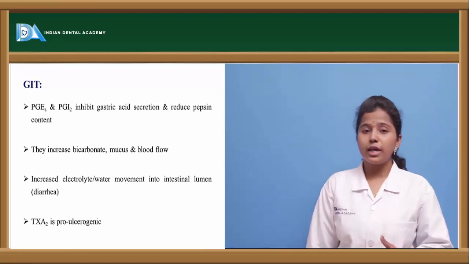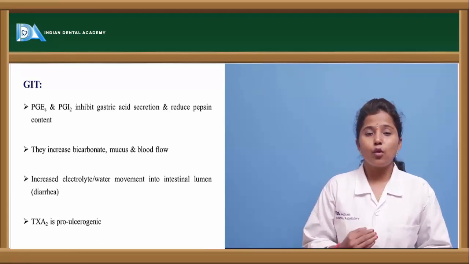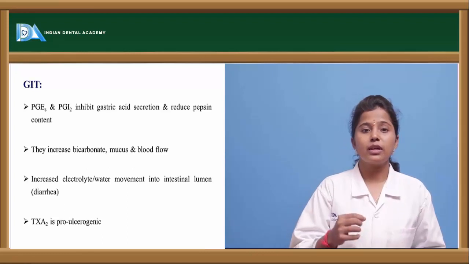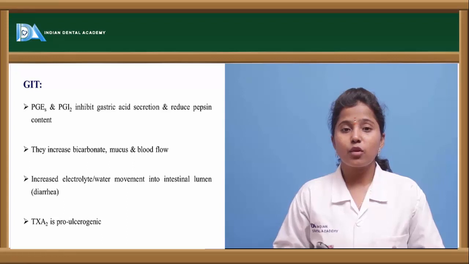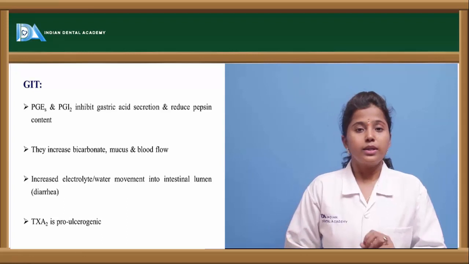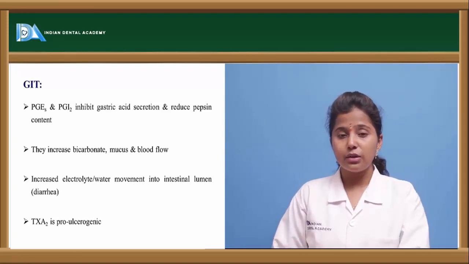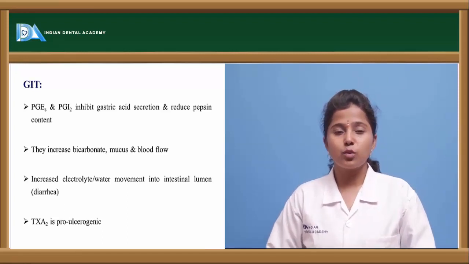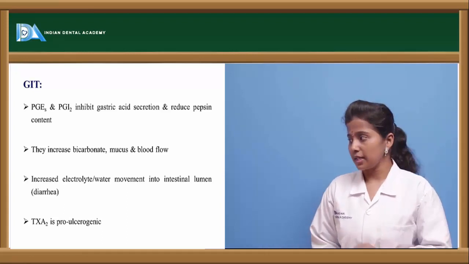And there is increased electrolyte or water movement into the intestinal lumen. This water as well as electrolytes are mainly reabsorbed in the body. We have discussed this point while discussing diuretics. Around 99% of the electrolytes and water are reabsorbed in the body, and 1% is eliminated from the body. The excessive amount of water and electrolytes entering into the intestine, the over transportation of these, is also prevented because of these prostaglandins when synthesized in the body.